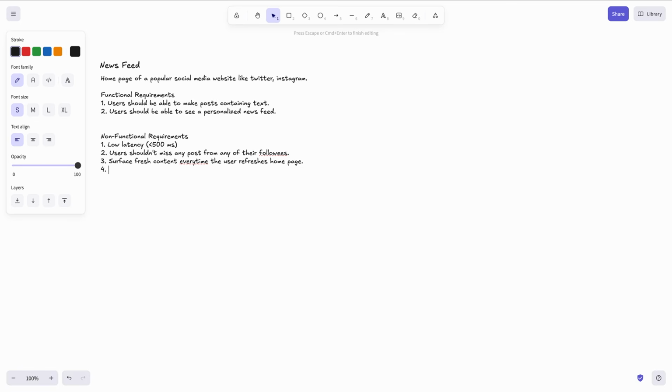Also, our system should be scalable to the growing number of users and posts. As more users join our platform, and as more posts are created, our performance should not degrade. And there you have it. This is our complete blueprint. With these requirements clearly defined, we now have a solid foundation to start our design.